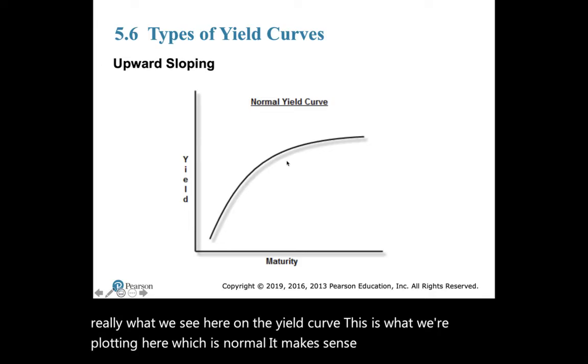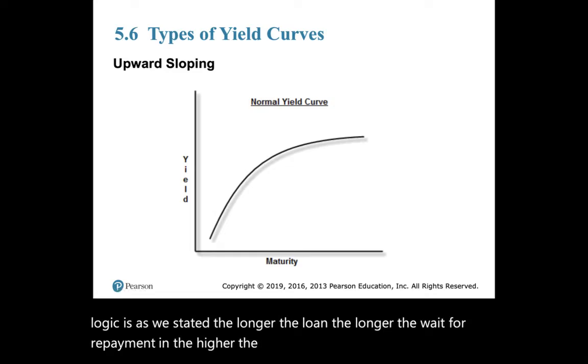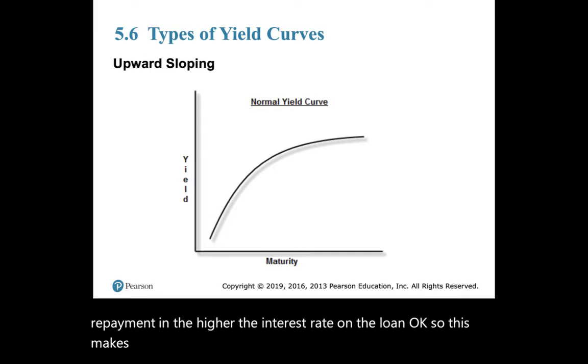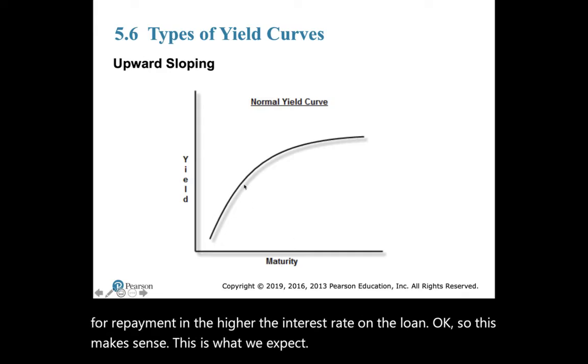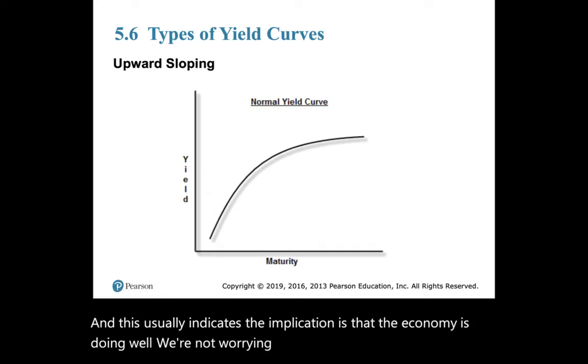Again, the logic is, as we stated, the longer the loan, the longer the wait for repayment, and the higher the interest rate on the loan, okay? So this makes sense. This is what we expect. And this usually indicates, the implication is that the economy is doing well. We're not worrying about higher interest rates. We expect a good positive outlook for the economy, okay?